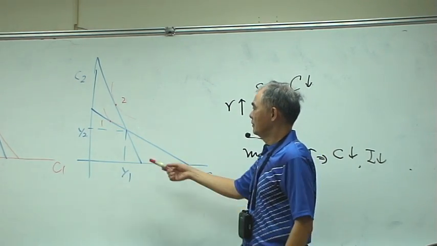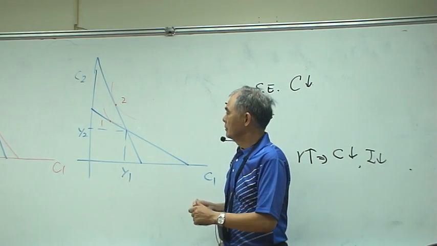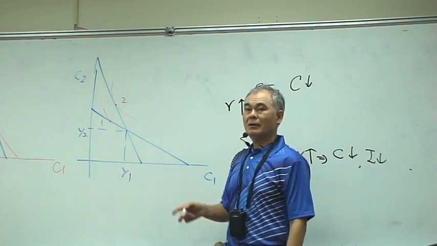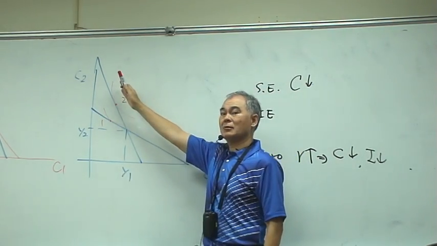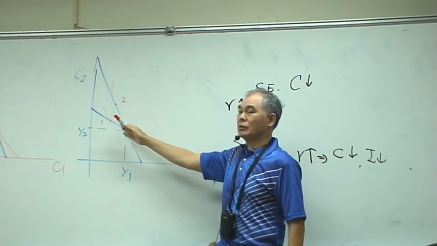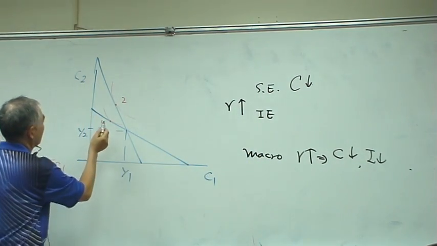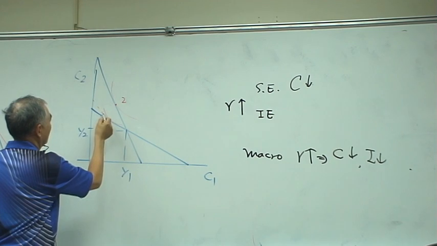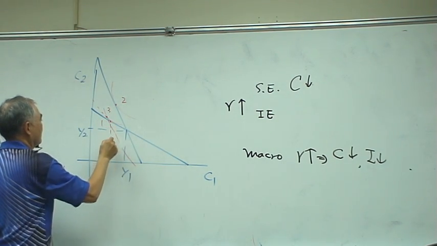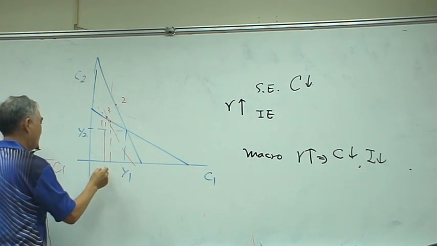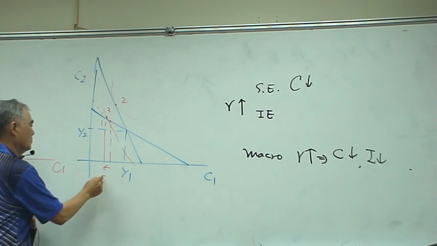So first of all, this is the original situation. Okay? And what you need to do is find a new budget line, parallel to the new budget line and tangent to the indifference curve. So it will be something like this. So this will be point 3, okay?